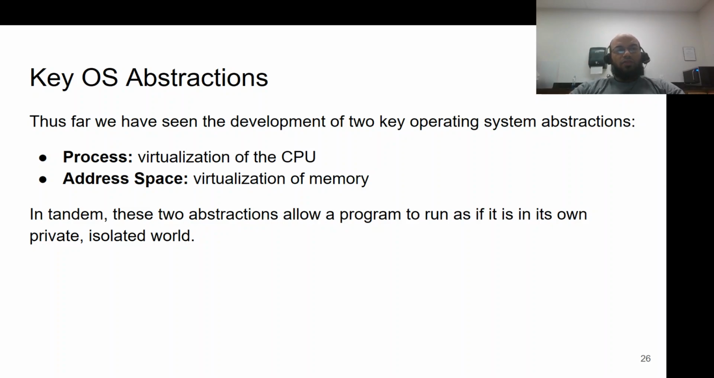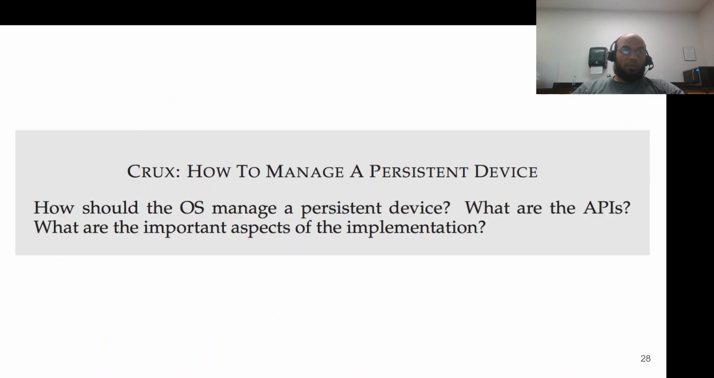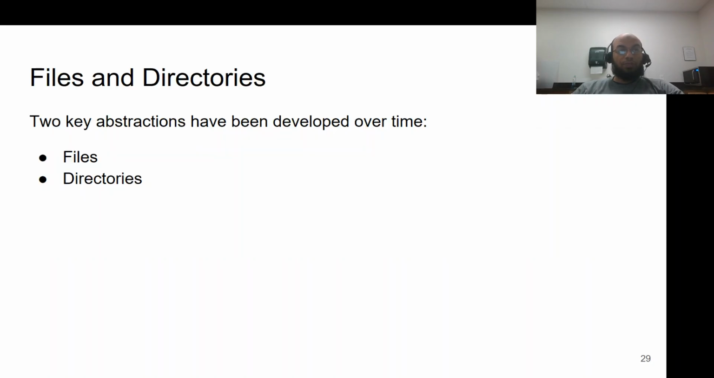So far we have talked about two key operating system abstractions: the process abstraction and the address space, the virtual address space. There is also a third abstraction for basically I/O, which is for persistent storage. Basically, it's virtualization over the storage subsystem. And the idea now is, how do we manage persistent storage in the operating system? What are the APIs and what are the important aspects of the implementation?